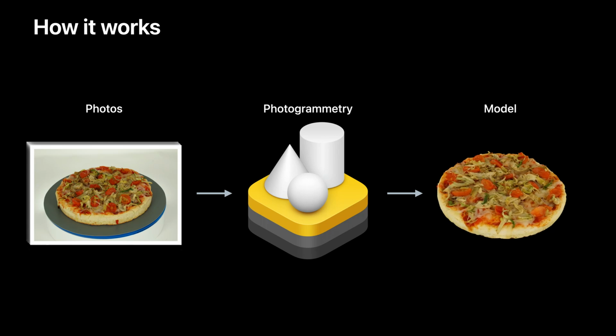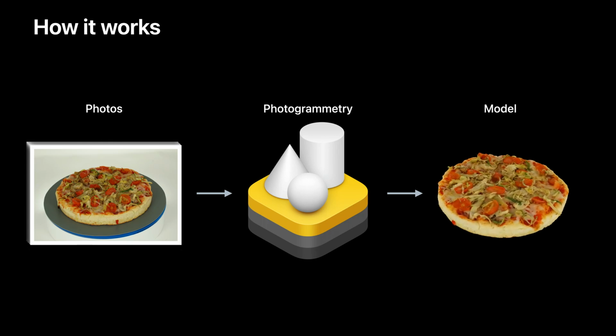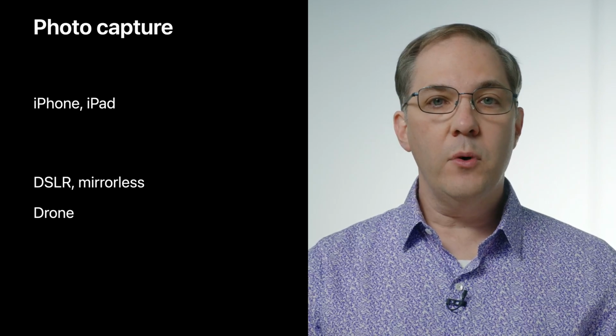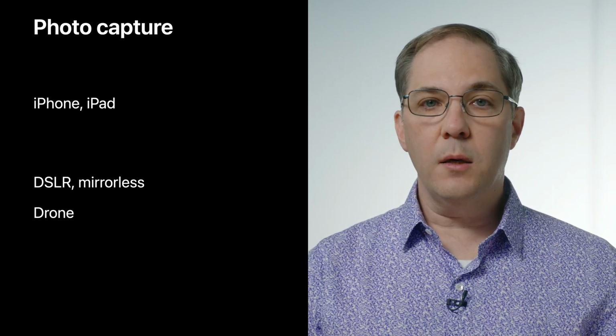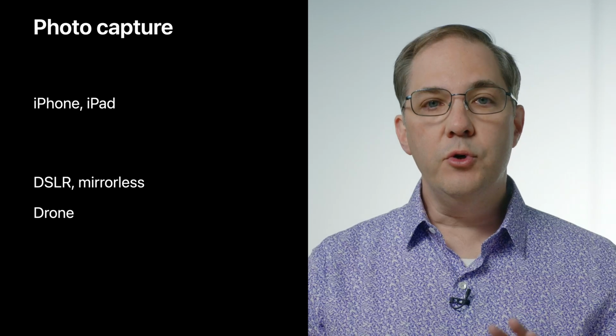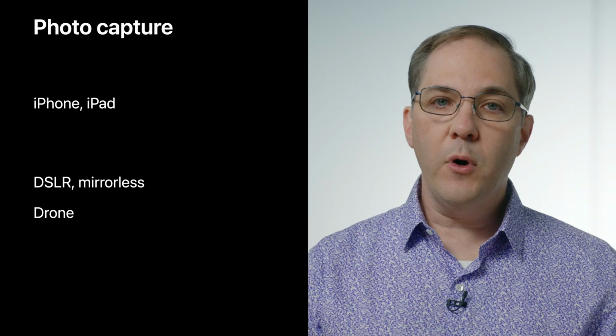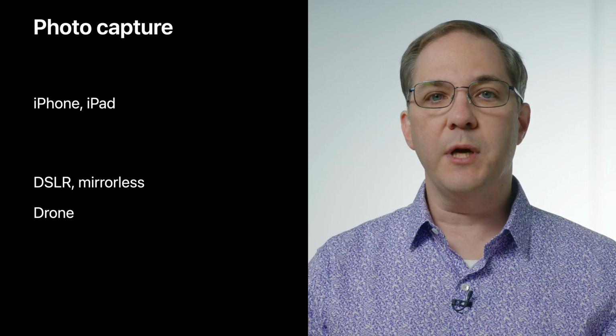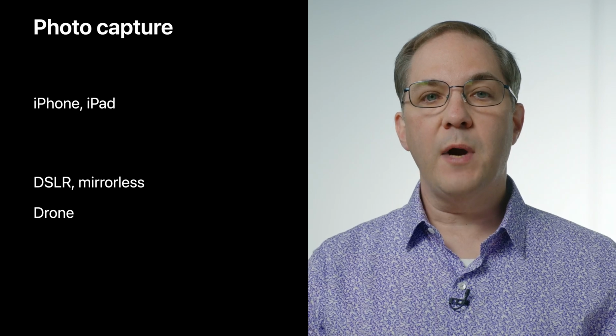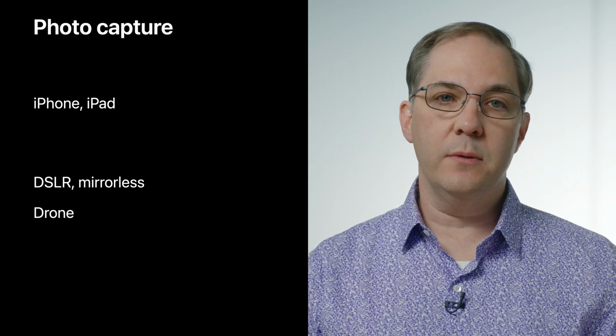Now let's look at each of these steps in slightly more detail. First, you capture photos of your object from all sides. Images can be taken on your iPhone or iPad, DSLR, or even a drone. You just need to make sure you get clear photos from all angles around the object. We will provide best practices for capture later in the session.